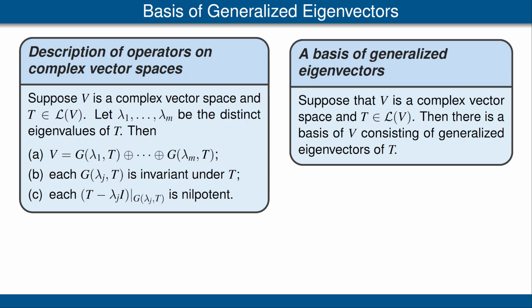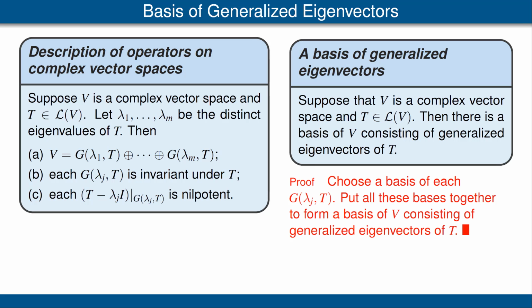Thus, those operators have no eigenvectors or generalized eigenvectors. The proof of the result on the right is easy using the result on the left. Here it is. Choose a basis for each generalized eigenspace G of lambda sub j comma T. Do that for each j. Put all these bases together to form a basis of V.